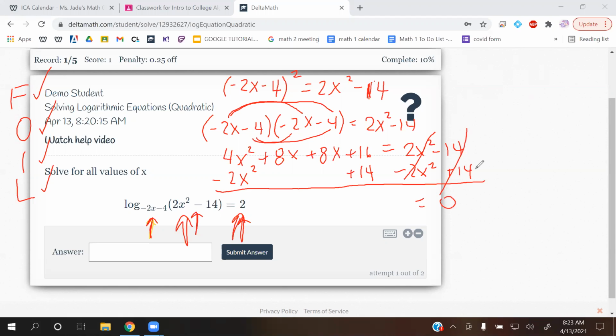Then on the left side, we have 4x squared minus 2x squared is going to give us 2x squared. Oh, and then the +8x and the +8x, that can be rewritten as +16x. And then 16 plus 14 gives us 30. Are there any questions up till here? So we have 2x squared plus 16x plus 30 equals 0.